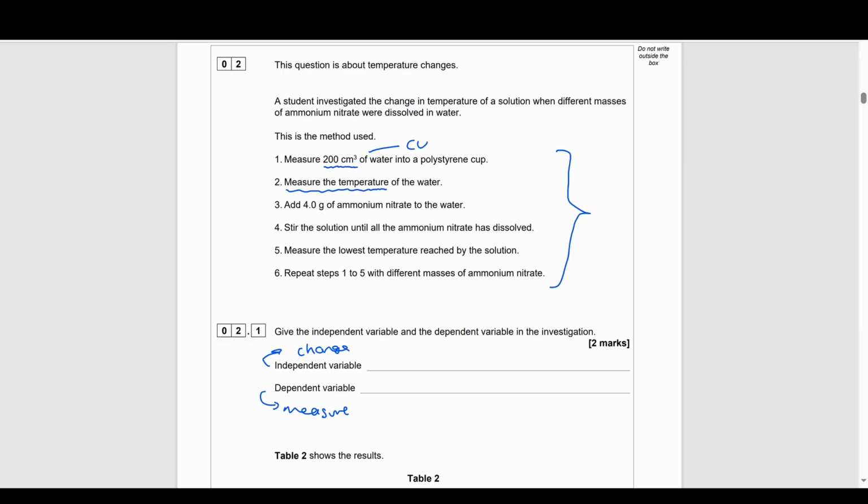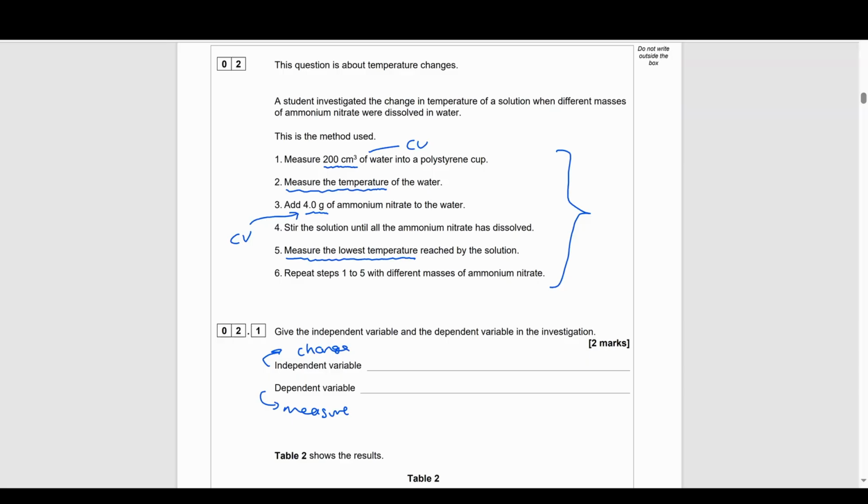Add 4 grams of ammonium nitrate to the water. Again, a specific value. It is also another control variable, the mass of ammonium nitrate. Stir the solution until all the ammonium nitrate has dissolved. Measure the lowest temperature reached by the solution. So again, measure, but this time lowest temperature. So we've got 2 points in which we're measuring temperature.